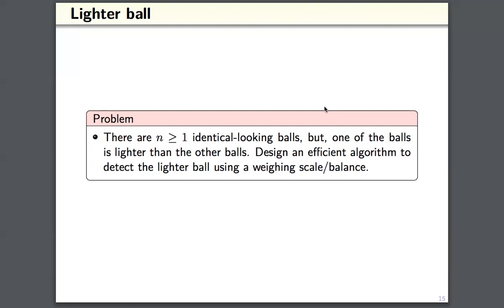Okay, so you have n identical looking balls. They are identical means you cannot differentiate just by seeing. So one is definitely lighter than the other. You know that one is lighter. Okay, what are you given? You are given a weighing balance. You know, a weighing balance, right?